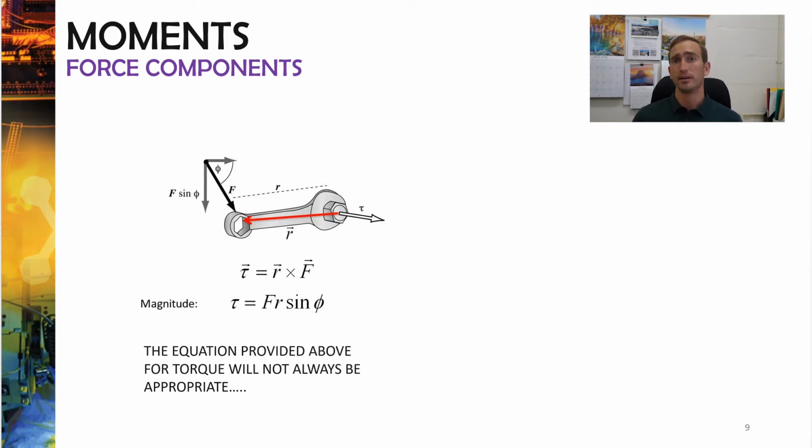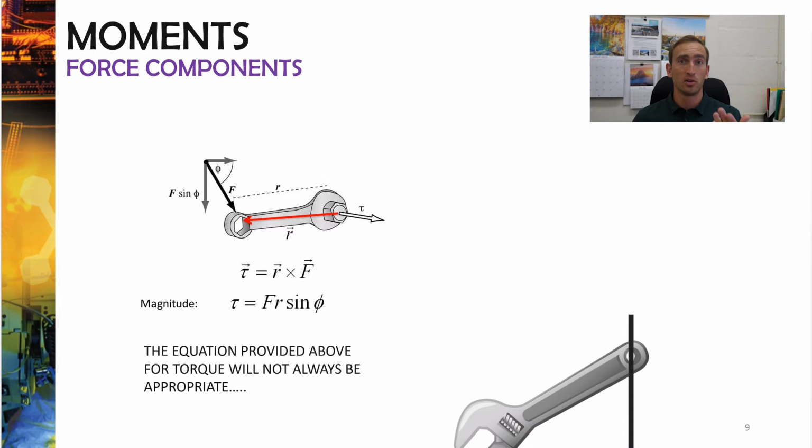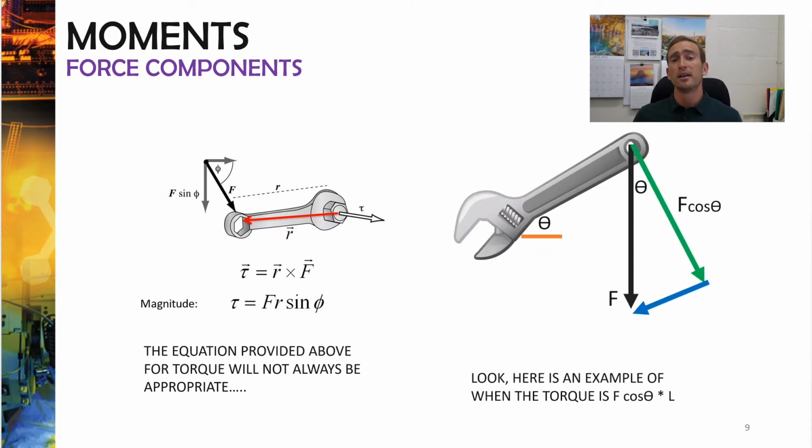And a quick note here, a lot of times in textbooks you'll see that moments will always be given as torque is equal to force sine theta, or sine of phi in this particular case. But be careful, that's not always the case. Look at this particular example right here. In this case with the wrench, the torque is not F sine theta, it's actually F cosine theta. So always make sure that you don't just use equations from the book. You use your good old noggin to make sure that you're doing the right thing at the right time.